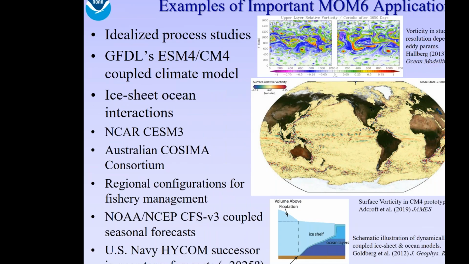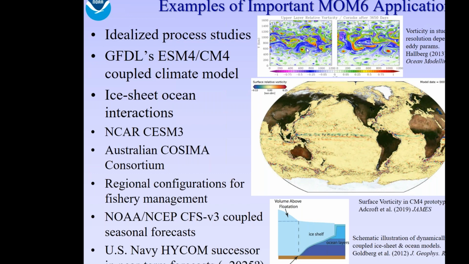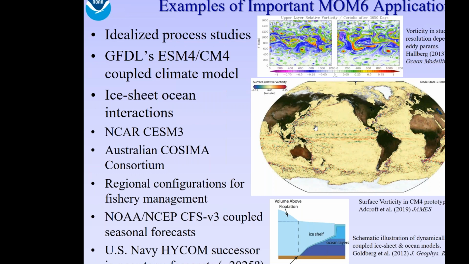So there are many different applications that MOM6 has been applied to. It's been used for everything from idealized process studies, like this 2-layer system where we're looking at the baroclinic dynamics and how to represent eddies, all the way up to something as comprehensive as GFDL's CM4 coupled climate model that you can see here. We've been using it for ice sheet ocean interactions. NCAR has made the corporate decision that MOM6 is going to be the primary ocean model used with its next generation Community Earth System Model 3.